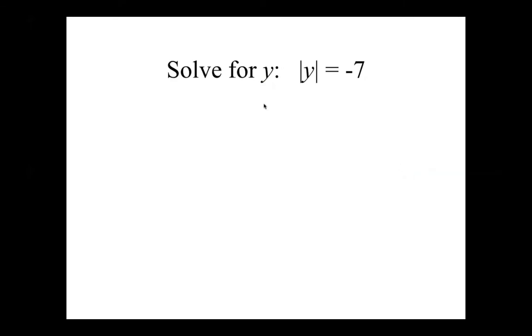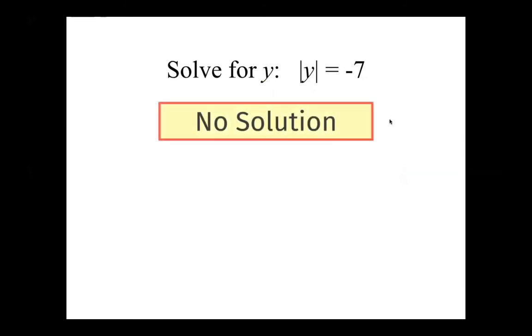Okay, let's go ahead and look at this one. They're asking us to solve for y. It's similar to the very first problem that we looked at with absolute value, where you just have an absolute value variable set to a certain value. We can see here that absolute value y equals negative 7. Now, right off the bat, when you see an absolute value set to a negative value, you can already state that there is no solution.